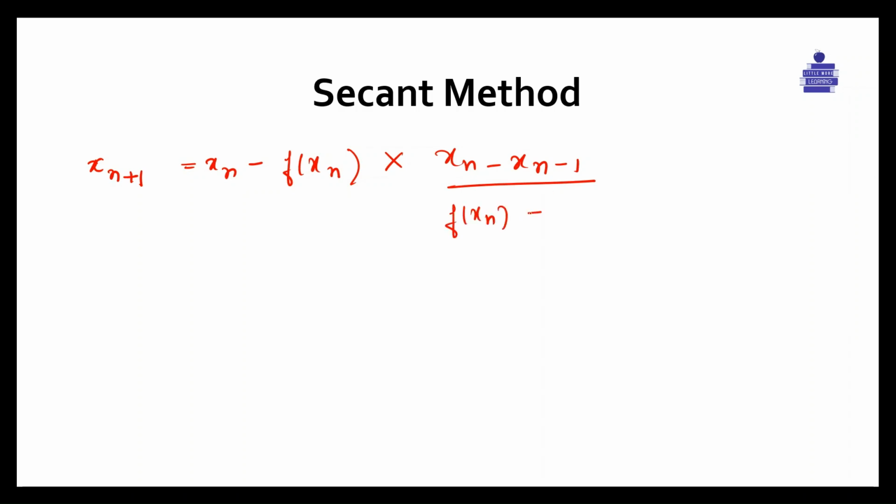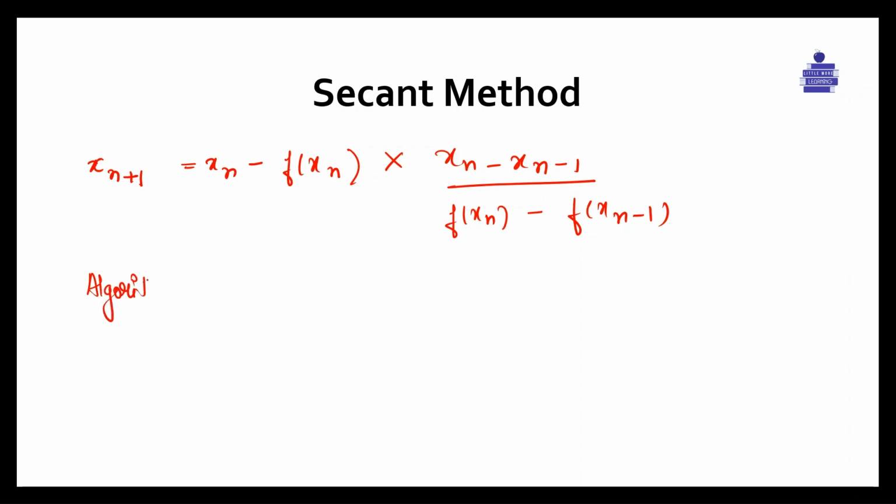Moving on to the last method, the secant method. The secant method is similar to Newton's method but does not require derivatives. Instead, it approximates f'(x) using a finite difference. The formula for the secant method is x(n+1) equals x(n) minus f(x(n)) multiplied by (x(n) minus x(n-1)) divided by (f(x(n)) minus f(x(n-1))). This is the formula where x(n) and x(n-1) are the two most recent estimates.